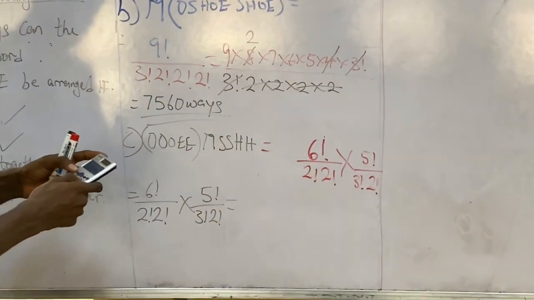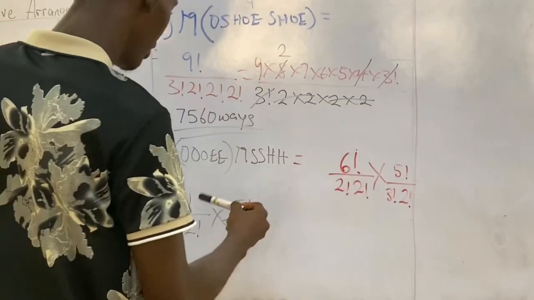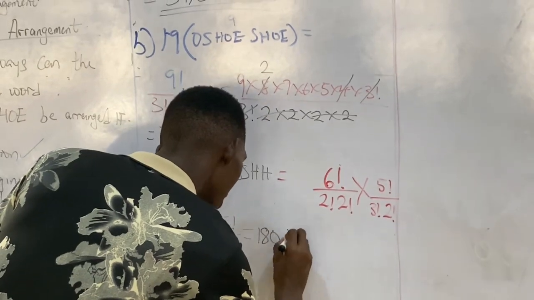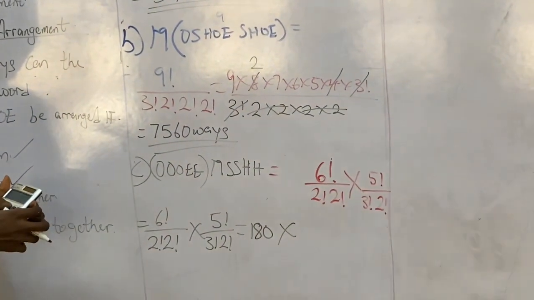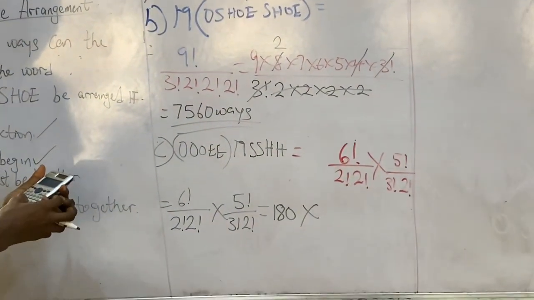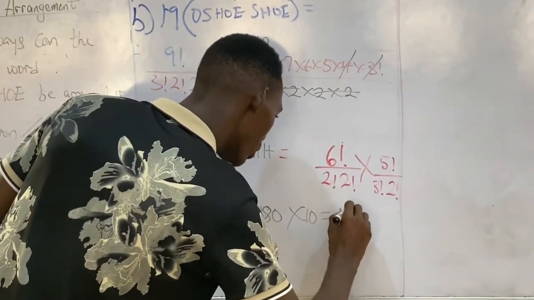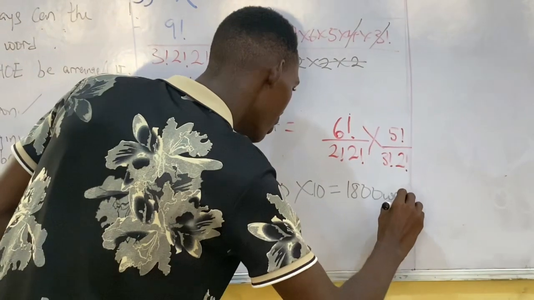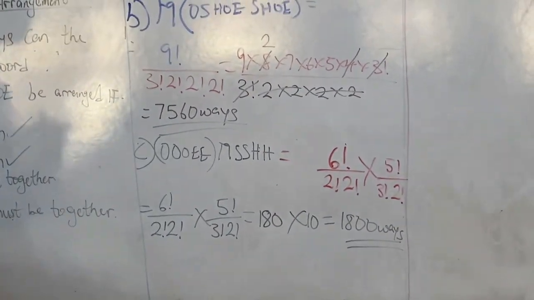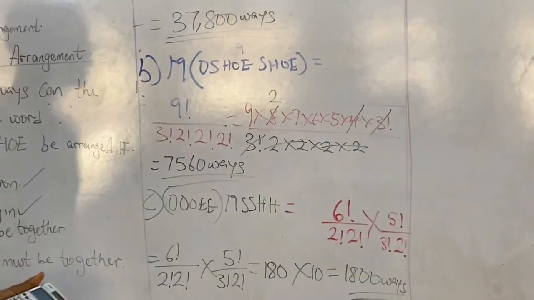But let me solve this. So this, if you multiply this, will give us 180, times, then you do this other part. Then this will give us 10. Therefore, it is 1800 ways. We have 1800 ways of arranging if we are to group our vowels together.